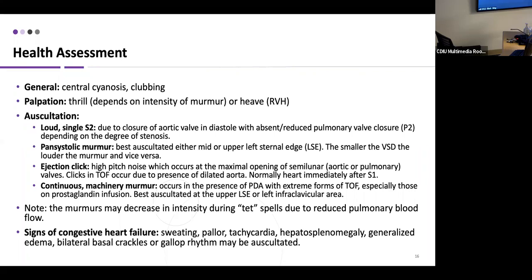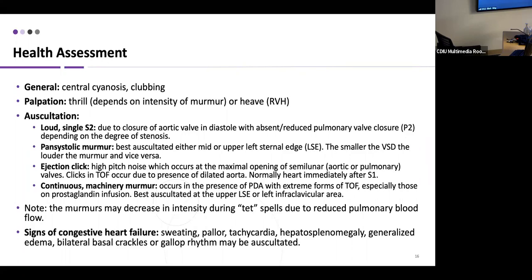We also may hear a continuous machinery murmur, which occurs in the presence of a PDA. So these are the patients that we see with the extreme forms of tetralogy of Fallot, who may need to be on a PGE infusion to keep that PDA open. And so this is best auscultated in the upper left sternal border or the left infraclavicular area. So we just put it here as a note that the murmurs may decrease in intensity during a TET spell due to reduced pulmonary blood flow.